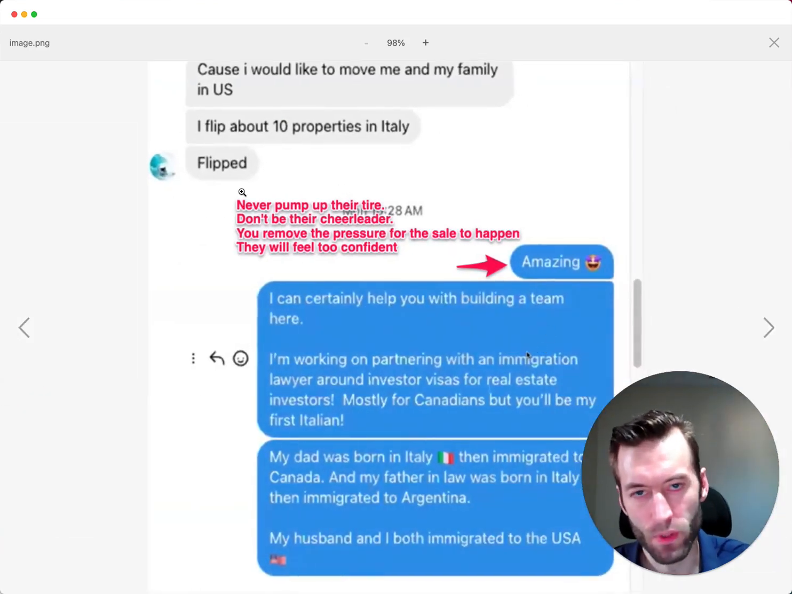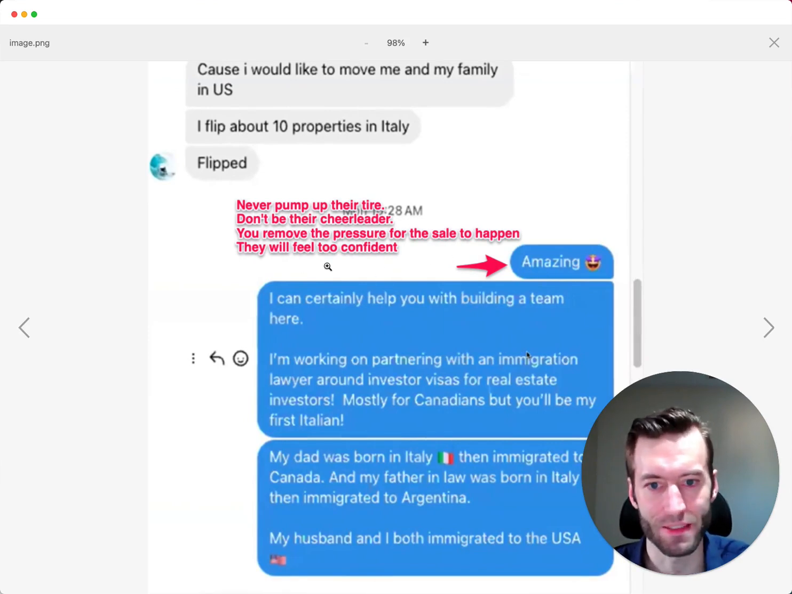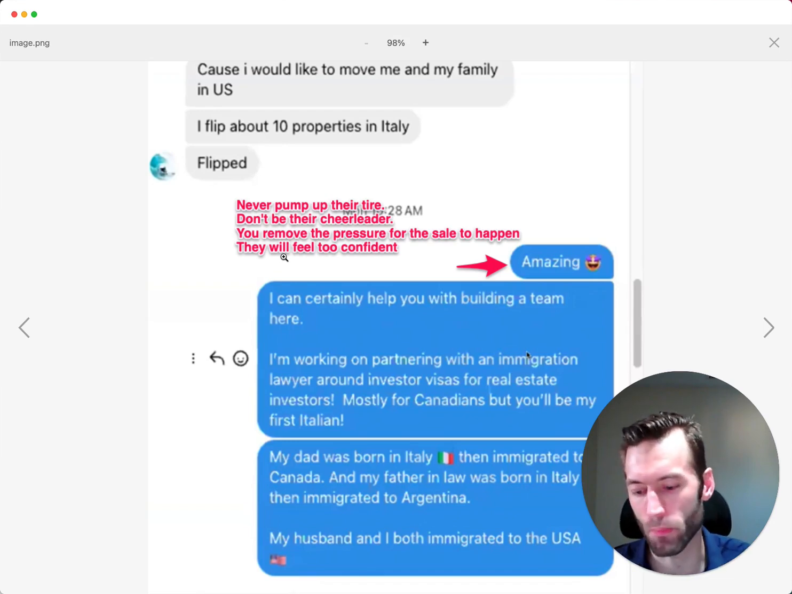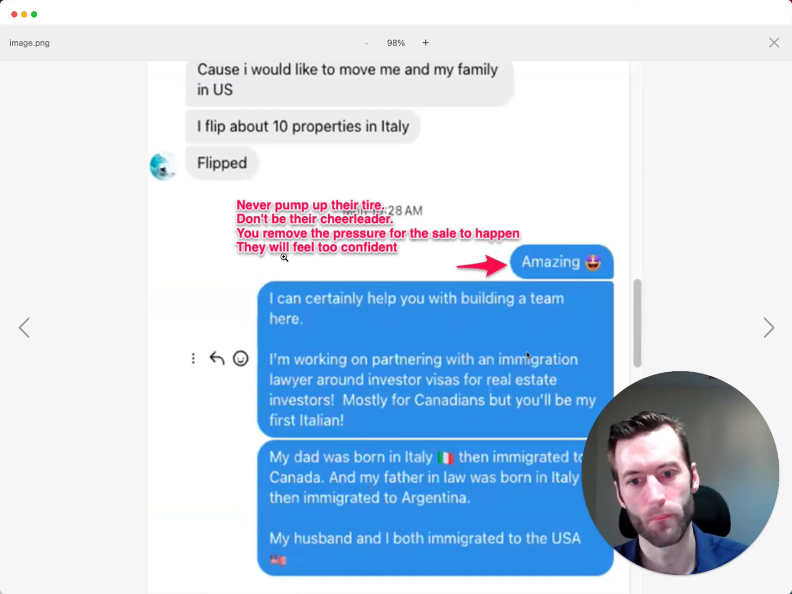And in the same conversation later on, the person again replies "amazing" with a smiley face. Like, don't be a cheerleader. You remove the pressure. We just showed that before. Don't remove the pressure, because now you're removing the pain from the equation. The person will think, oh, it's fine, I don't need your help, maybe I can do it myself. So never do that.